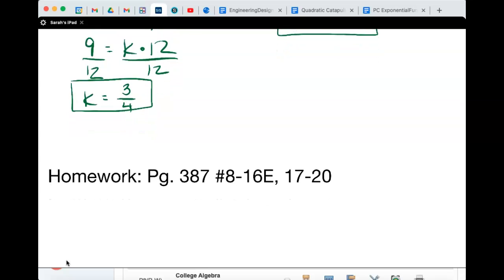Tomorrow we're doing more story problems with variation, just to make it more interesting.